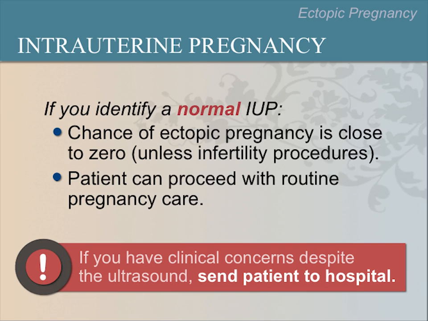If the patient has undergone infertility procedures, it is possible, although rare, to have both a normal intrauterine pregnancy and an ectopic pregnancy at the same time. For the care of a patient that has not had infertility procedures, identification of a normal intrauterine pregnancy means that she can proceed with routine pregnancy care. But if you have any clinical concerns, despite the ultrasound, don't hesitate to refer the patient to the referral hospital.